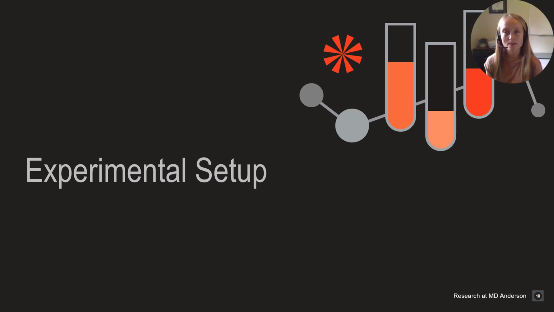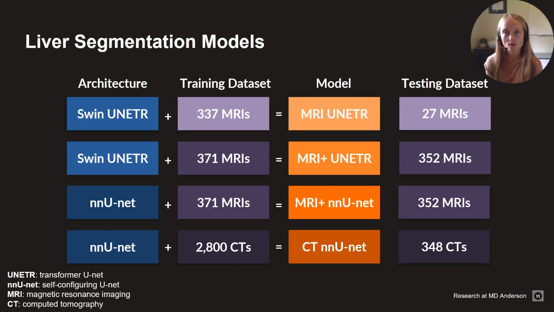Getting into the experimental setup now, we evaluated our methodology on 4 liver segmentation models. You can see what we named those liver segmentation models in orange. These liver segmentation models were based off of 2 state-of-the-art architectures, namely the Swin UNETR and the nnU-Net. We then applied these architectures to both MRI and CTs.